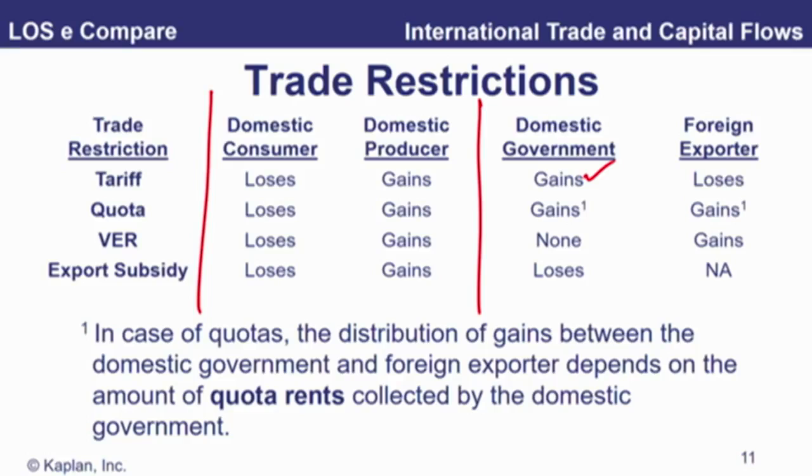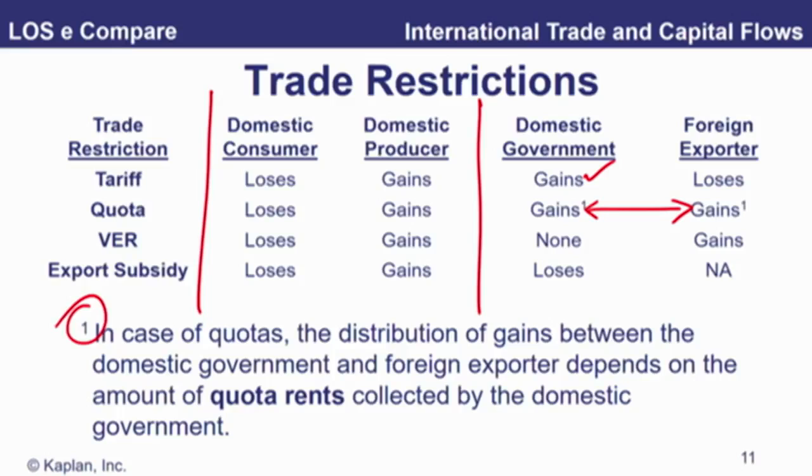The government gains from a quota if, and this is the kind of little asterisk, if you will, if they manage to collect a quota rent. So if they force you to pay to be part of the quota, then the government can collect it. If they don't, then it goes to the foreign exporter. So it depends on how they set it up.